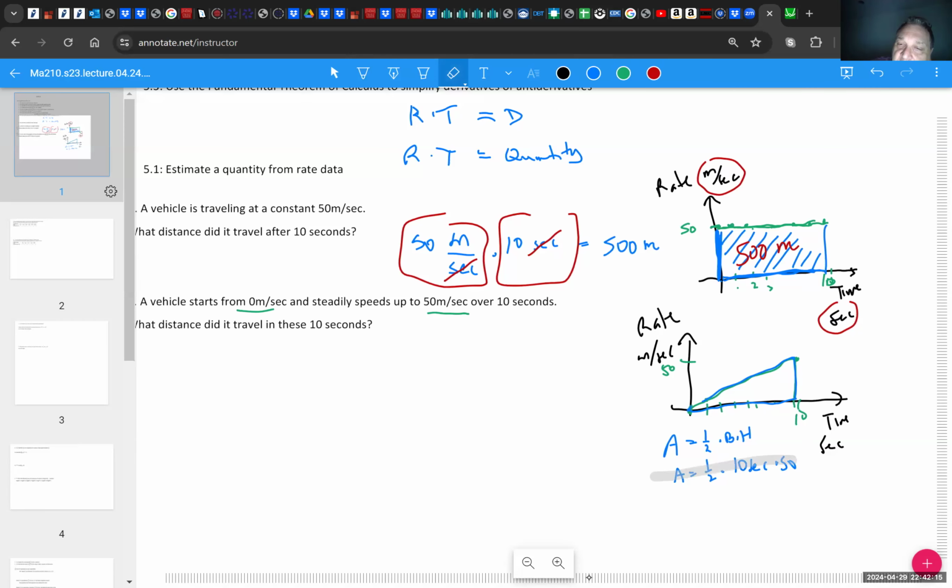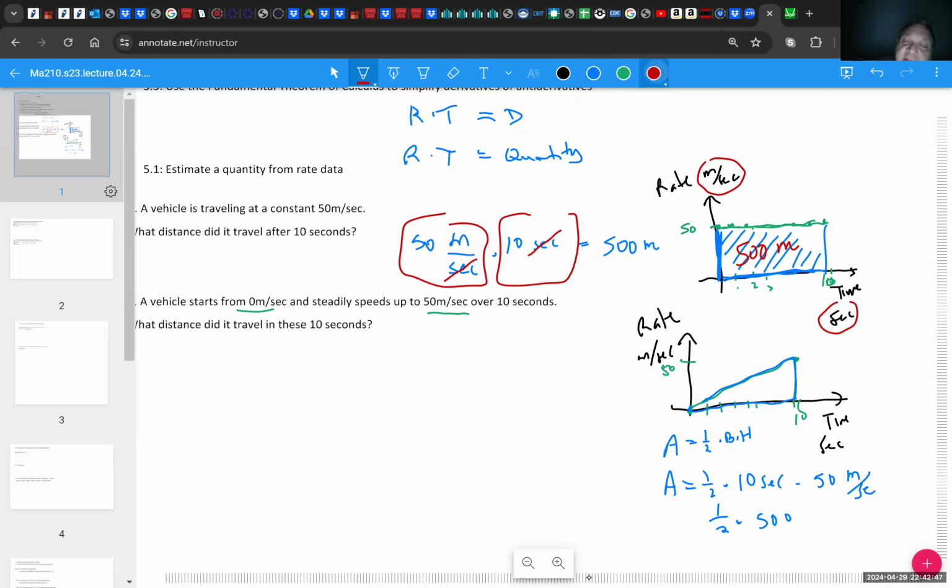Let me just write a little bit larger so people can see it more easily. So we get 1/2 times the base, which is 10 seconds, times the height, which is 50 meters per second. This is the same kind of thing, but I've reversed the order. Instead of 50 meters per second times 10, I switched it around just because of the way the formula in geometry is usually memorized. Nonetheless, it's still 1/2 of the 50 times 10, which is 1/2 times 500.